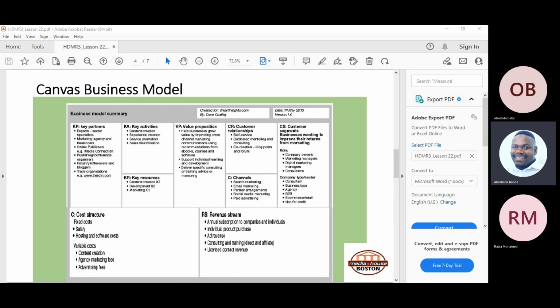And what about experience creation? How would you create experiences around the toys?